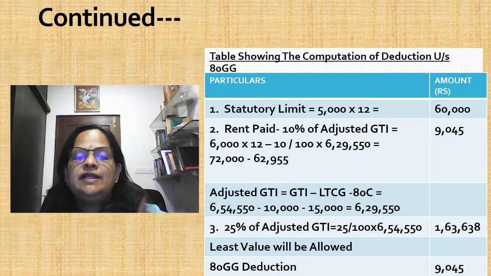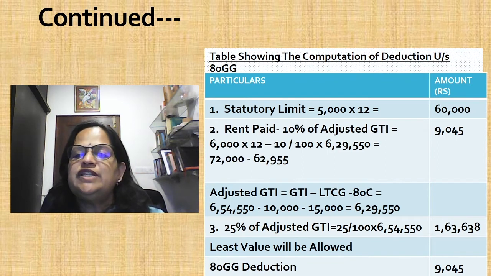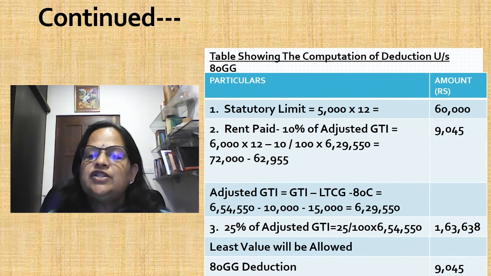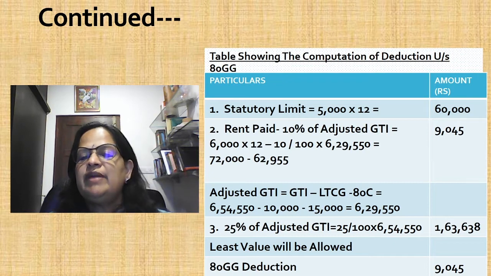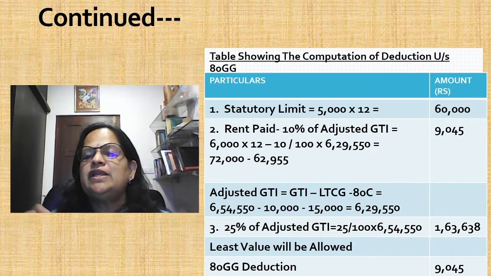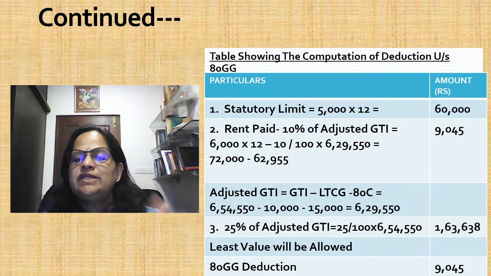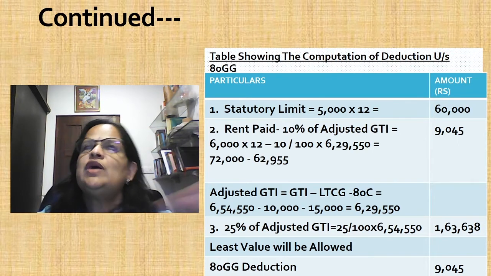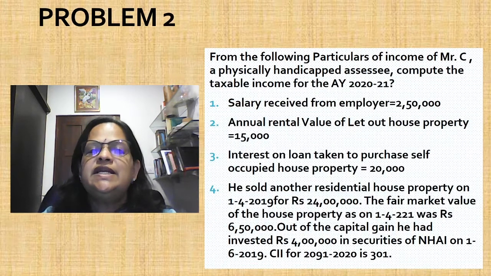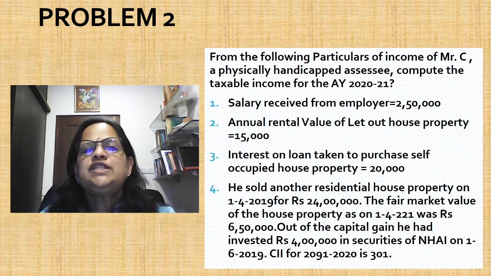Now the last point is 25% of adjusted gross total income. So adjusted gross total income 25 by 100 into 6,29,550. So it is 1,63,638. So the least value is 9,045. That is how we have taken in the previous slide, 9,045 as the deduction. Next is problem 2.